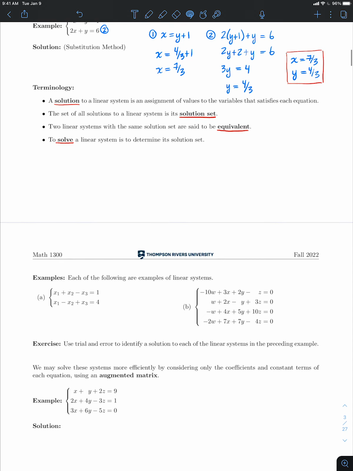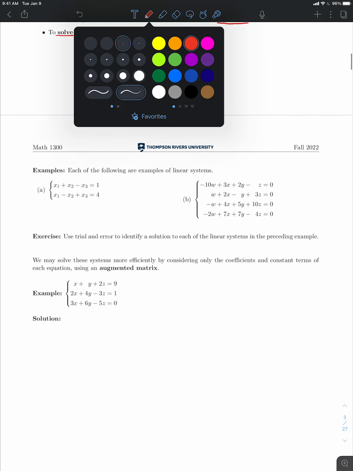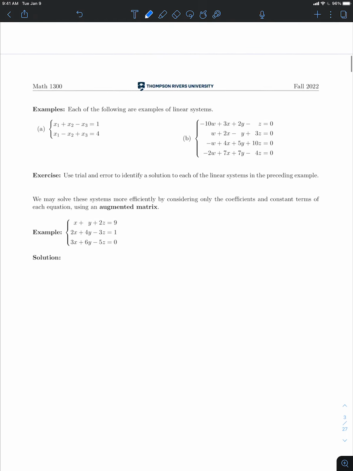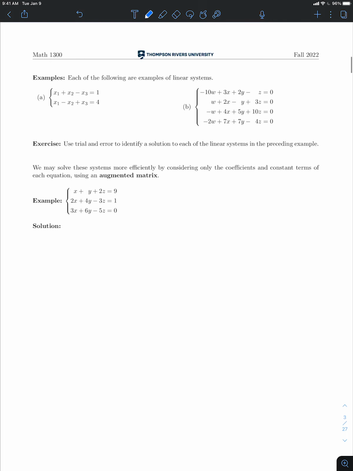Okay, so now we're going to take a look at a couple other examples of linear systems. Now, we're not actually going to solve these just yet. I just want to give you a chance to think about them on your own. But first, let's look at them first, and then I'll let you spend some time thinking about them.